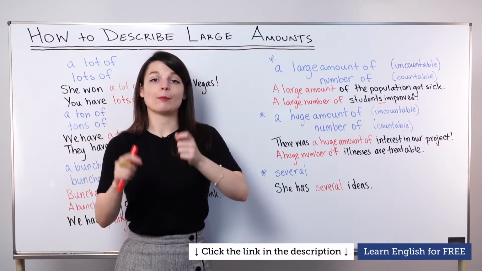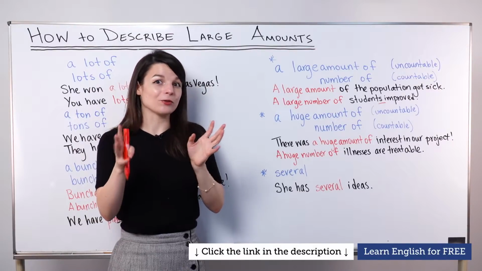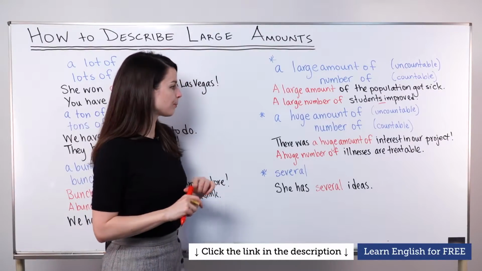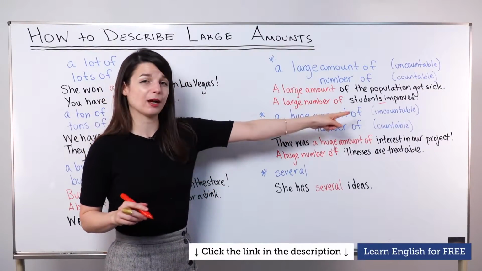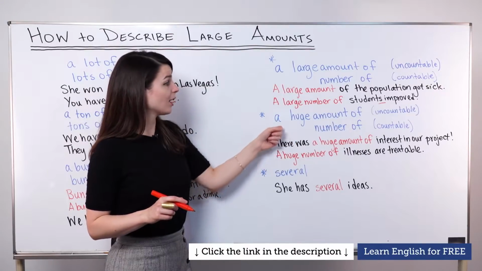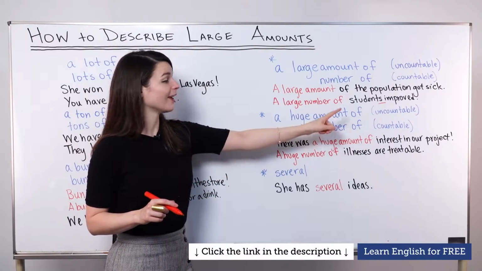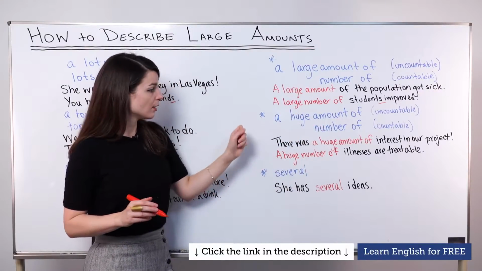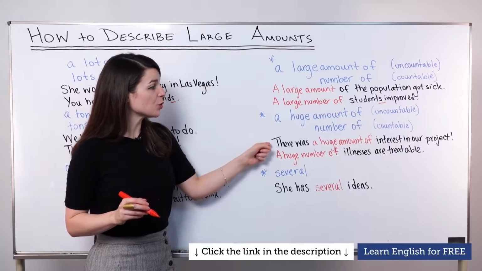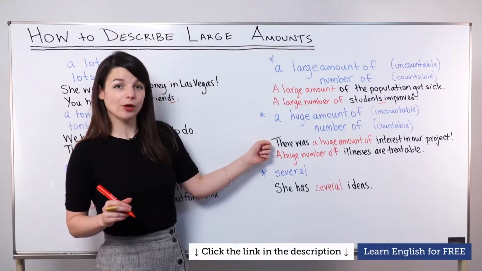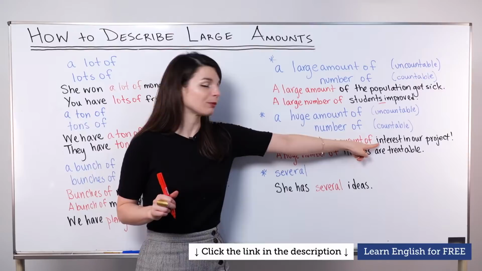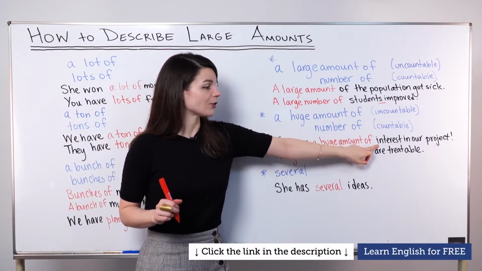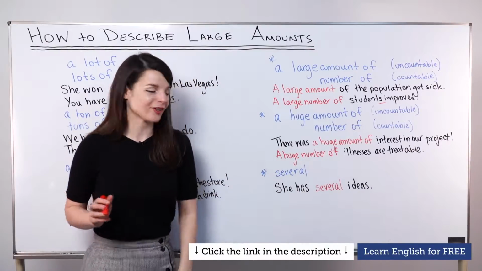So when you're thinking about concepts, you can use that as the guideline for your vocabulary decision making. So we follow the same uncountable, countable rule here. A huge amount of uncountable nouns and a huge number of countable nouns. So there was a huge amount of interest in our project. Interest is uncountable. We don't say one interest, two interest. There was a huge amount of interest, uncountable noun, in our project.